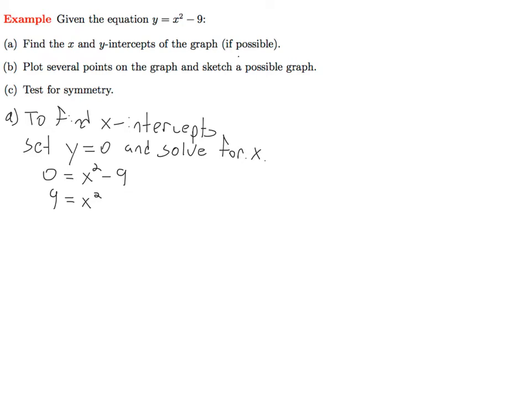And so now we need to be careful. We need to think about what values, when we square them, give us 9. And so one of them is 3, since 3 times 3 is equal to 9, but in many cases, equations can have more than one solution. And there's another, namely x is equal to minus 3, since minus 3 times minus 3 gives me positive 9.